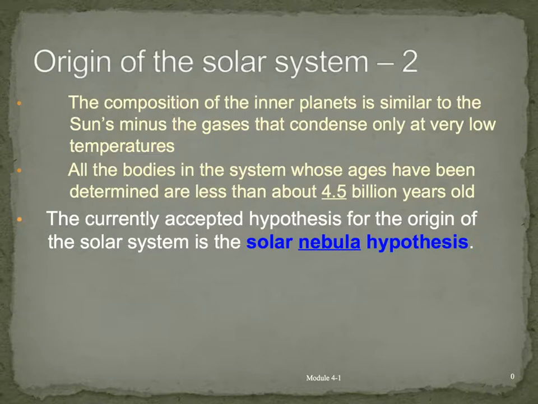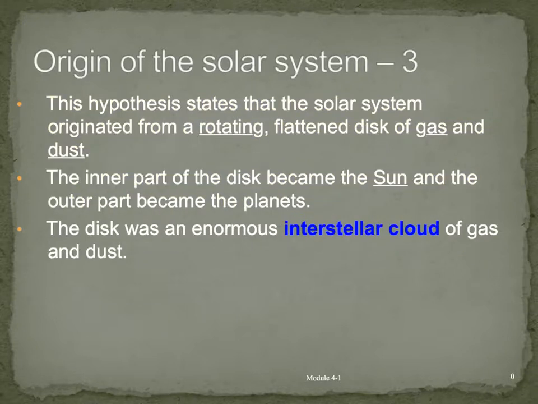A nebula is a bunch of gas in outer space that is somewhat clumped together. The current hypothesis states that the solar system came from an interstellar cloud of gas and dust that was rotating and flattened into a disk. The inner part of the disk became the Sun, and the outer parts became the planets.